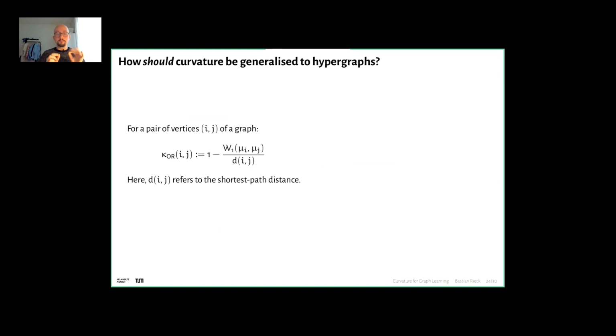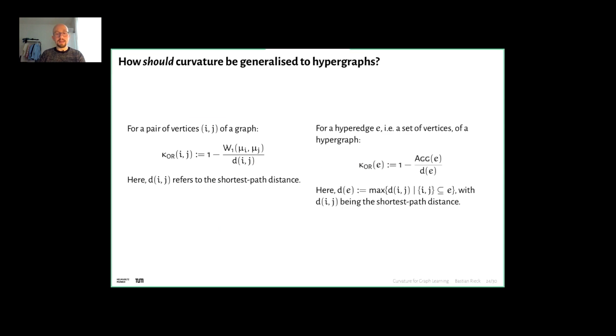Now, for your memory and for your recall, on the left-hand side, I'm showing the ordinary graph Ollivier-Ricci curvature, where we have the Wasserstein distance, our probability measures, and the distance. And now on the right-hand side, this might be a little bit more complicated. What we think might be a good generalization is that we assign this also to a hyperedge, so just a set of vertices of a hypergraph, but we change it a little bit. We set an aggregation function here, which we'll define in a minute, and an overall distance of the individual edges.